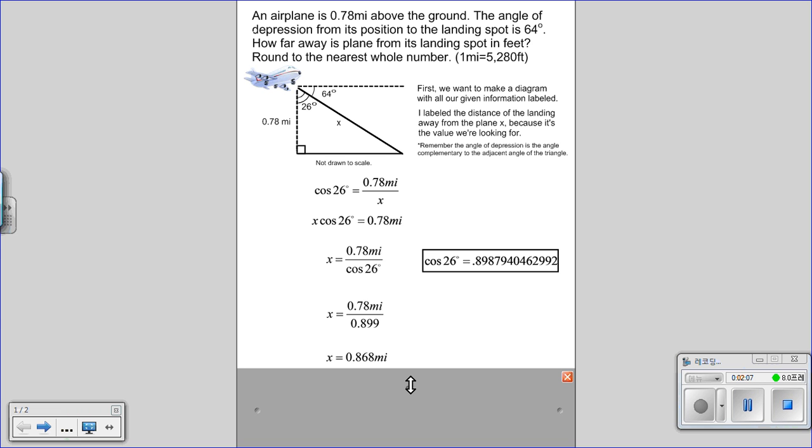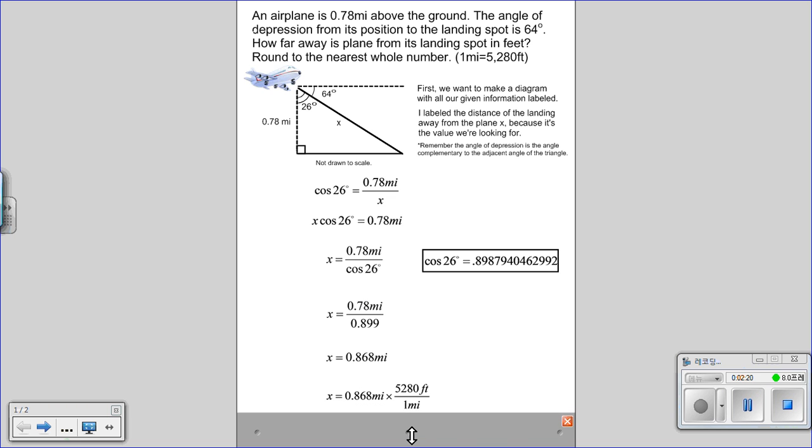And remember that we want the distance in feet. So to convert miles to feet, we multiply the amount of miles by 5,280 feet. So we get 0.868 miles times 5,280 feet to get 4,582 feet as the distance between the plane and its landing spot.